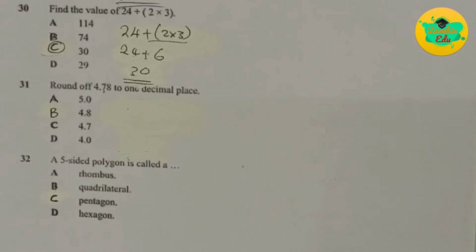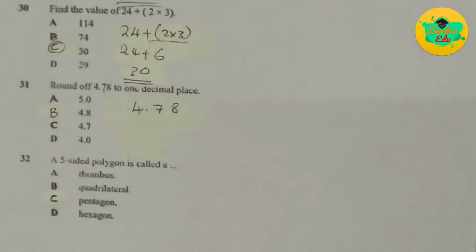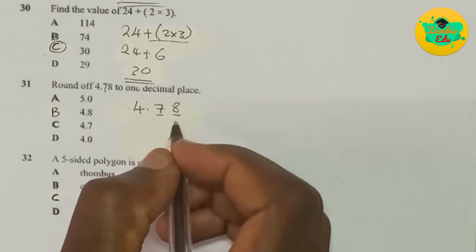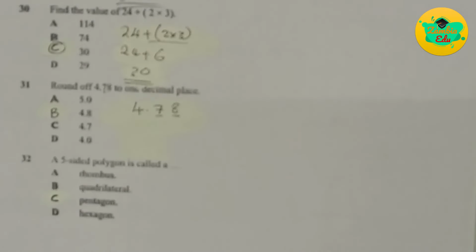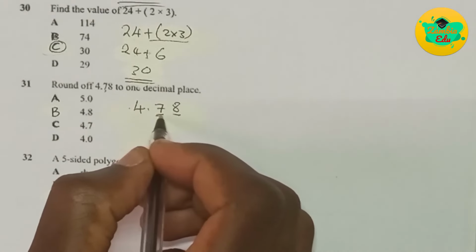We go to question 31, which says, round off 4.78 to one decimal place. So we are looking at 4.78, a decimal number which has two decimal places. We have 7 as the first and 8 as the second decimal place. If they want us to round off to one decimal place, the digit we are interested in is the 7 there.